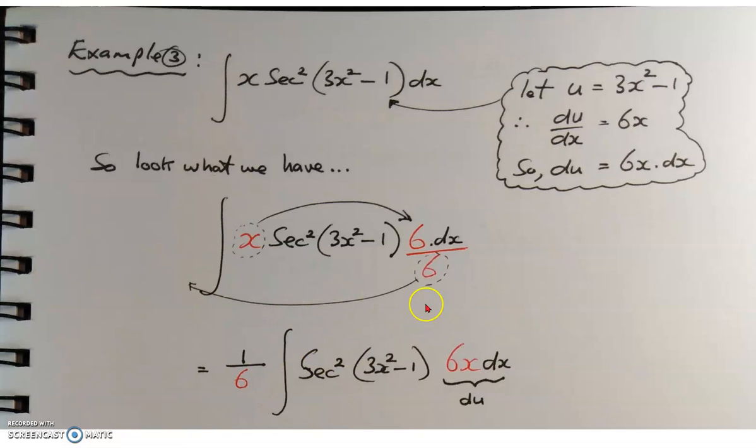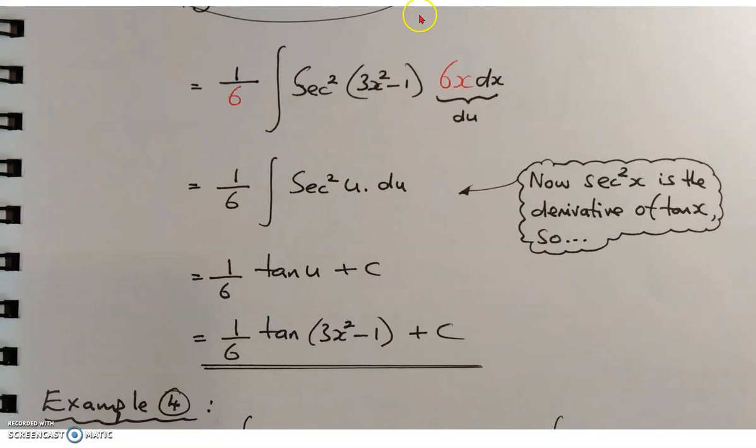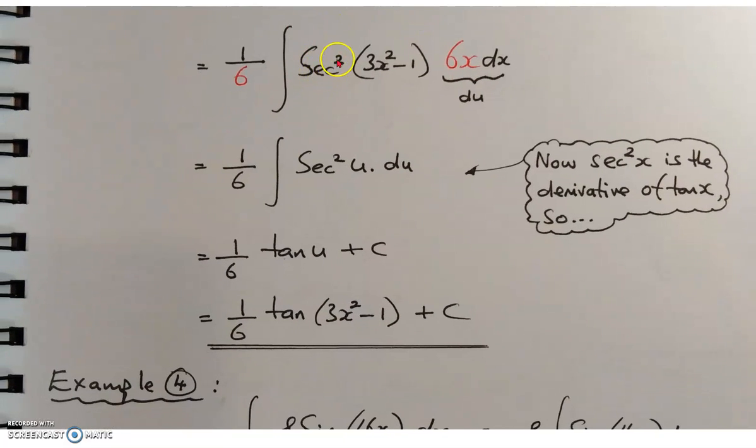Now, look what we've got. We've got 1/6 times the integral of sec squared, this thing, 6x dx. Now this 6x dx is du. This 3x squared minus 1 is u. So the integral becomes sec squared u du, which is so easy to do.